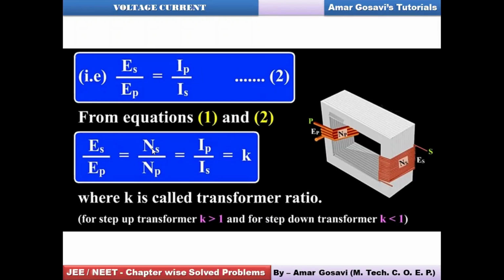So what is NS? NS are the number of turns on the secondary. Similarly, EP also depends on the number of turns on primary. So this ratio NS by NP, we will call it as K. We also call it as transformer ratio. Now just imagine if K is greater than 1. Now what it indicates is that ES will be greater than EP. Now when can output be greater than input? When it is a step up transformer.